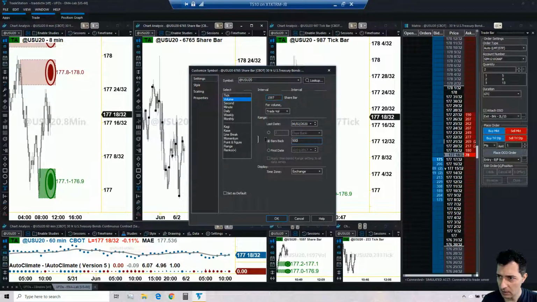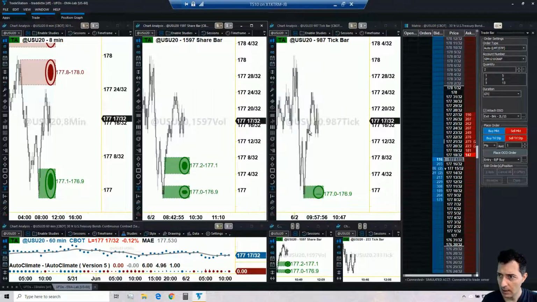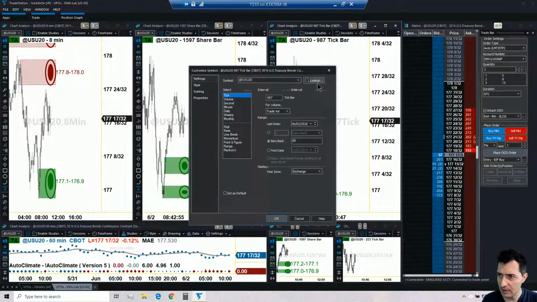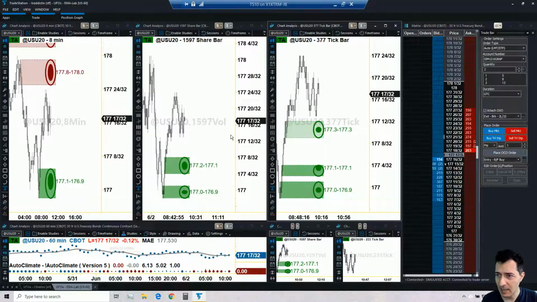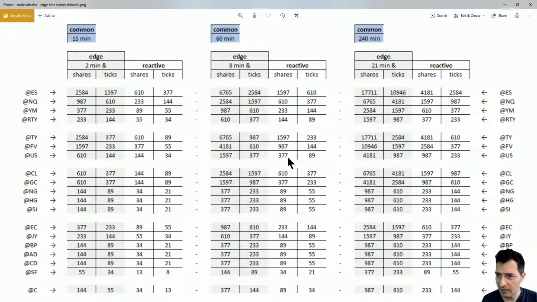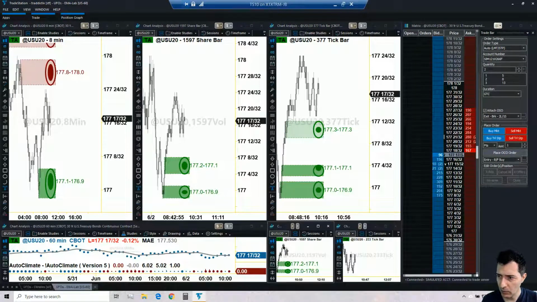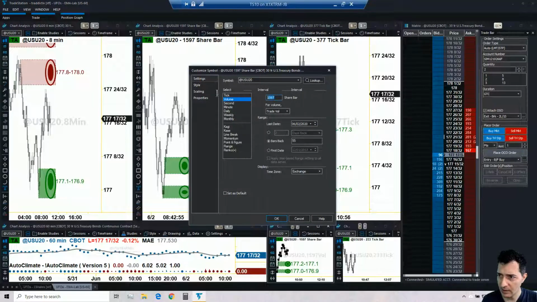1597, 377 on the top. Okay, different markets, different level of liquidity, and therefore we gotta adapt our timeframes there. And then for the reactive timeframes for the US, we are looking at 377 as well as 89. So here we go. So 377.